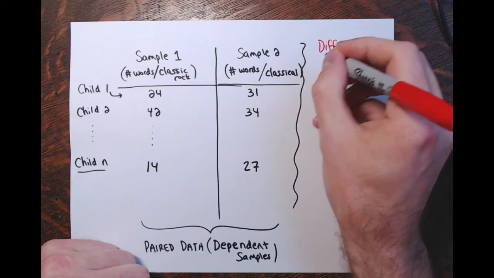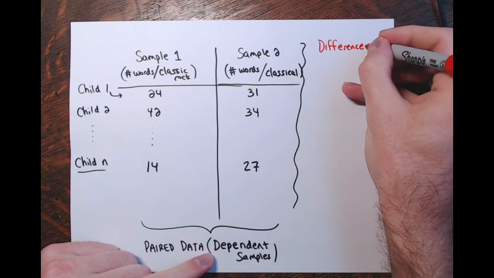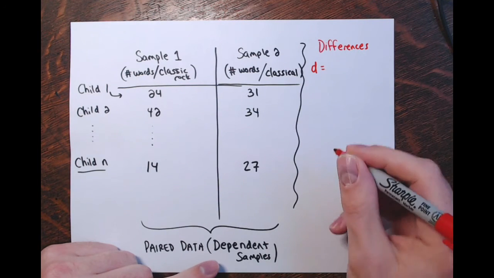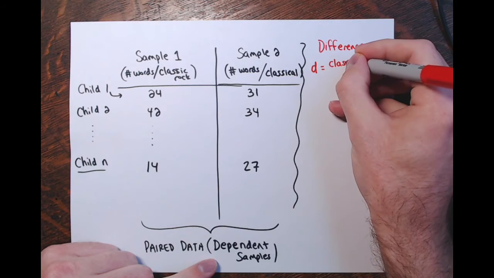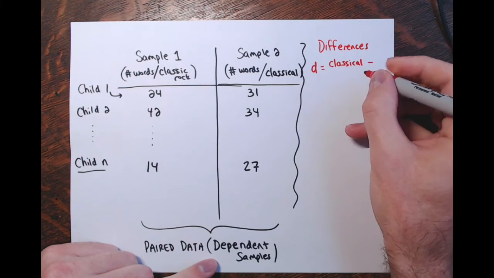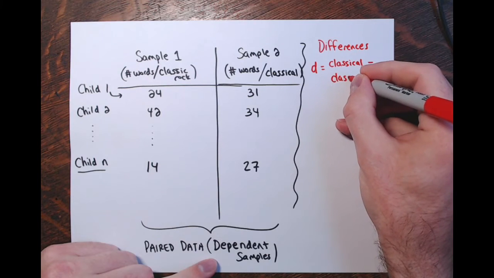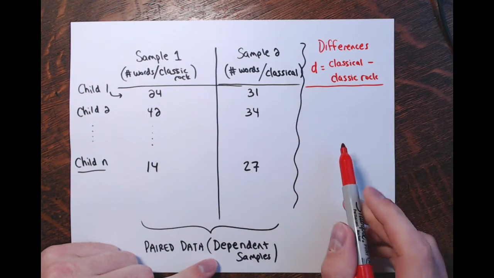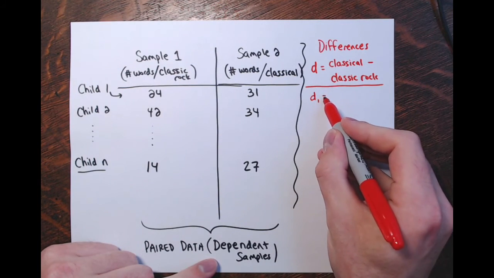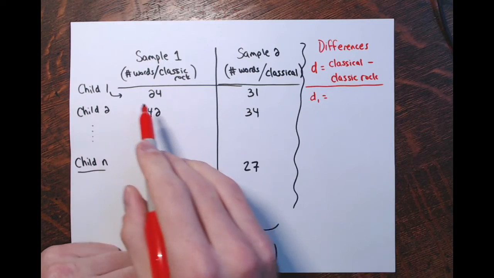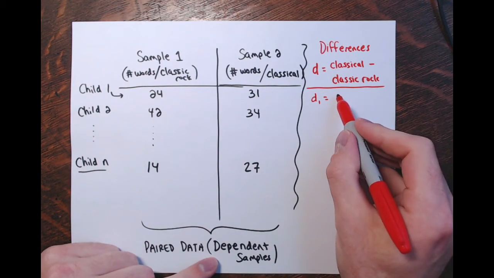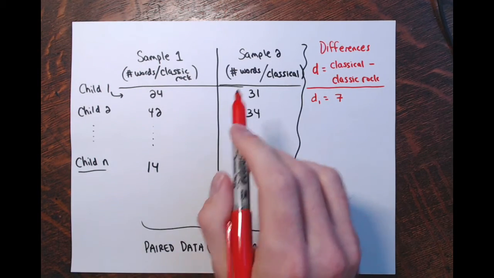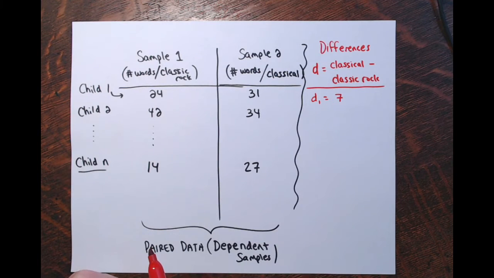So I'm going to make a whole new list of differences. Now they called that D, right? And they're asking us to take the number of words they remembered after listening to classical music and subtract the number of words they remembered after listening to classic rock. So if I look at D1, the first difference for child 1 would be 31 minus 24, that'd be 7, meaning they remembered 7 more words after listening to classical than they did after listening to classic rock.